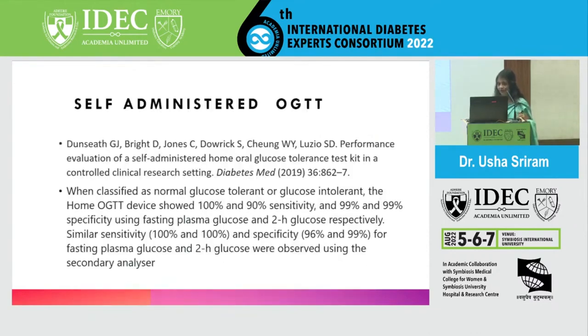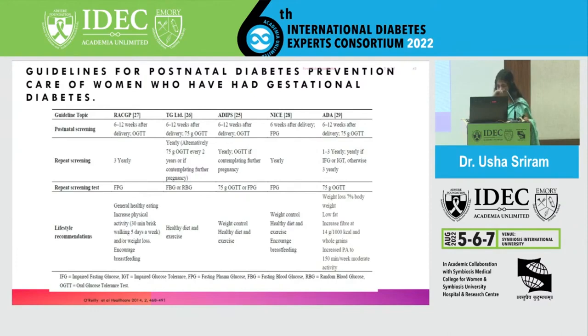And thanks to COVID, many innovations have come, and one of them is a self-administered OGTT test. And they've compared it with the lab-administered OGTT. It's a kit that is mailed to the mother. She does the test at home postpartum, and the results are mailed back, and you can see the sensitivity and specificity are very high. Just want to point out that those options are also available.